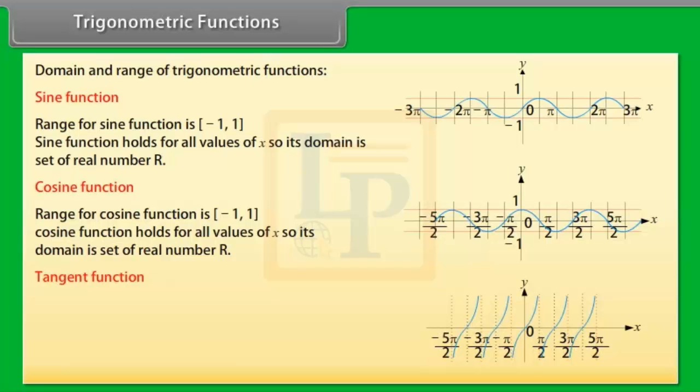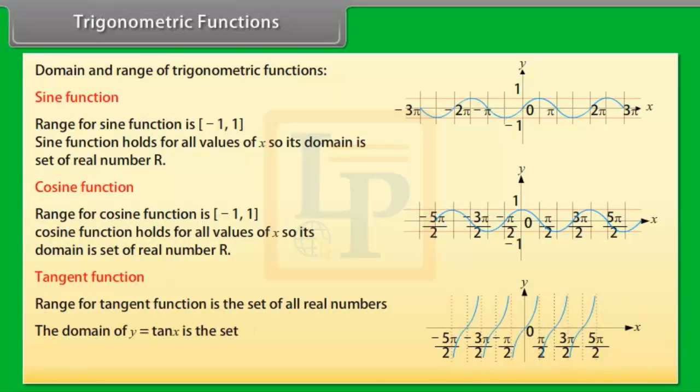Tangent function. Range for the tangent function is the set of all real numbers. The domain of y equal to tan x is the set of x belonging to real numbers, x not equal to (2n plus 1) pi by 2, where n is any integer.